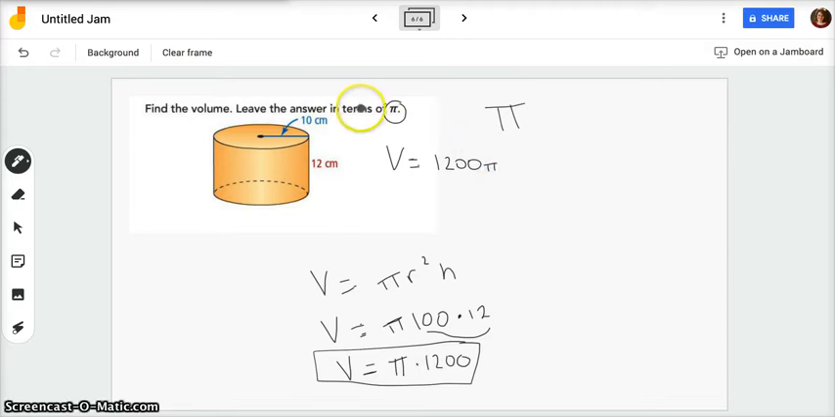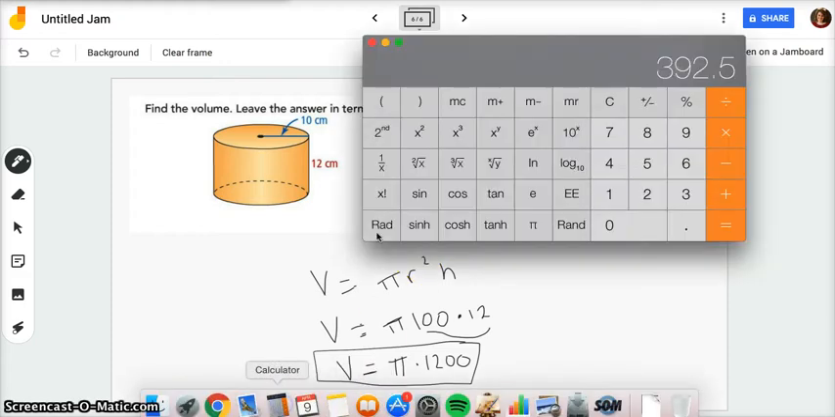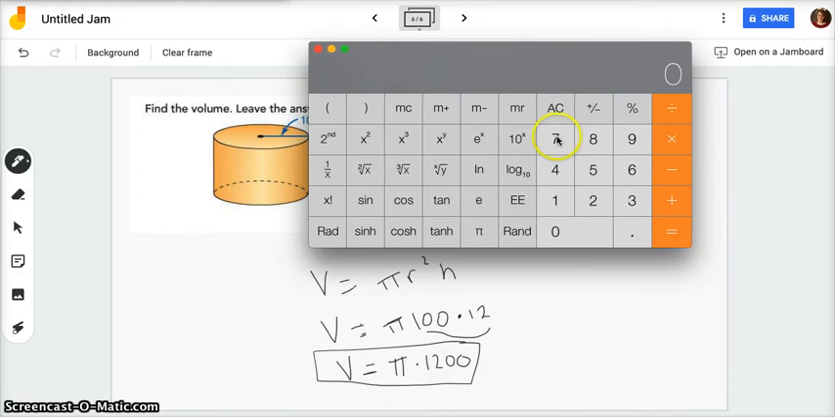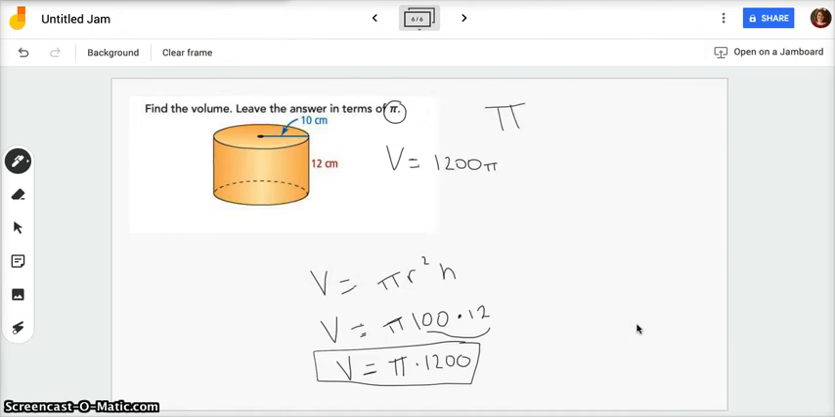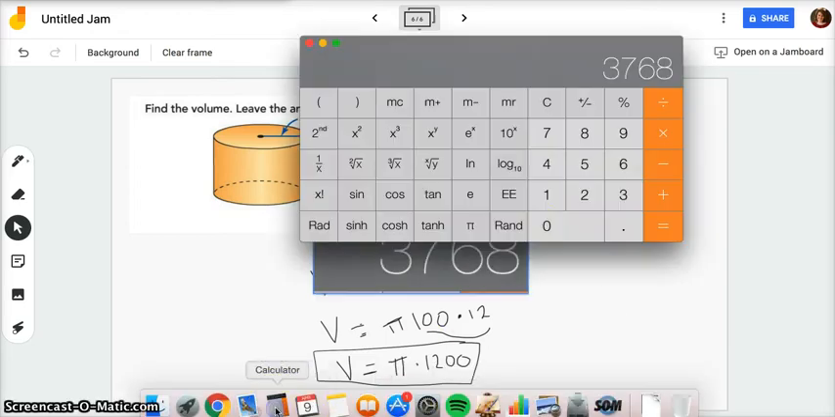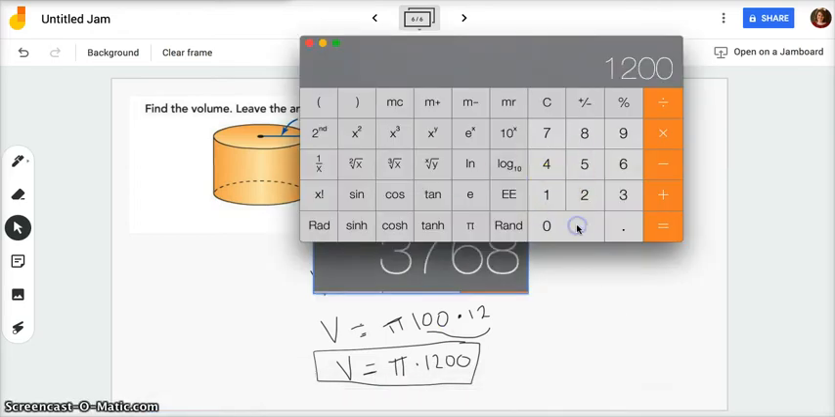Now, the reason that sometimes they ask you to leave it in terms of pi is because pi is an irrational number that actually has an infinite amount of numbers. So if we were to do 1200 times 3.14, we would get this very precise answer. So I'll take a picture here. We'd get this precise answer. Okay, but if we were to actually do 1200 times, let me see if I can find pi on here. Here it is, pi. We would get this number.